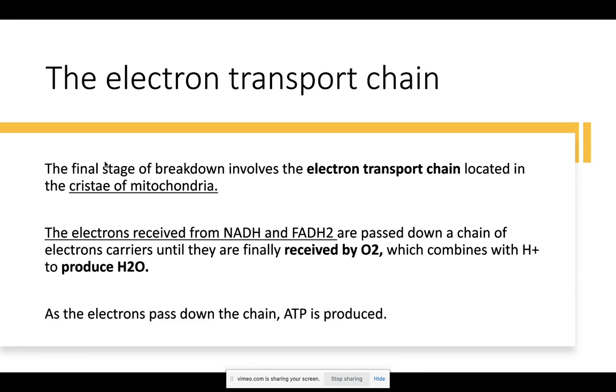So again, here we see the electrons received from NADH and FADH2, which we previously saw in the citric acid cycle. That's passed down a chain of electron carriers, which we'll see later on, finally received by oxygen. Remember, we said that cellular respiration was an aerobic process. So the final electron acceptor is oxygen. And we know that these electrons from NADH and FADH2 are passed on through a series of redox reactions. You know that redox reactions are just transferring of electrons. We know that when molecules are oxidized, they lose electrons. When molecules are reduced, they gain electrons.